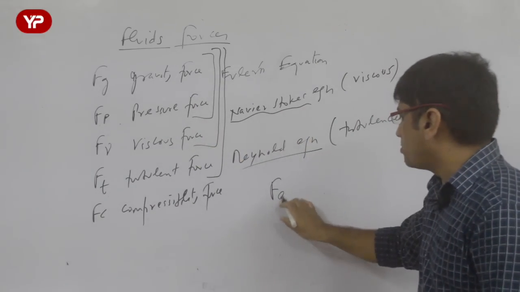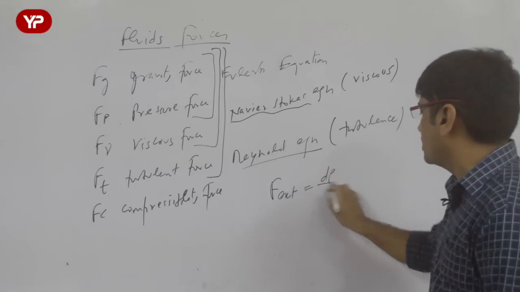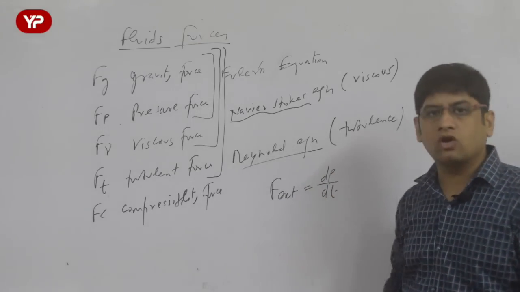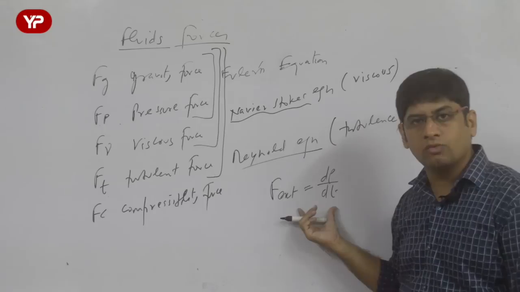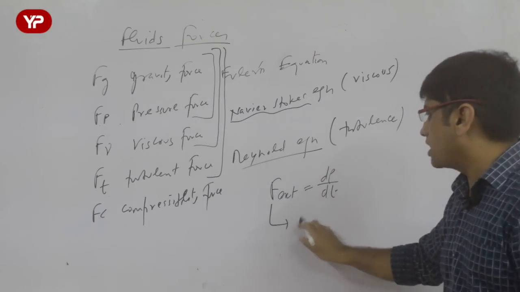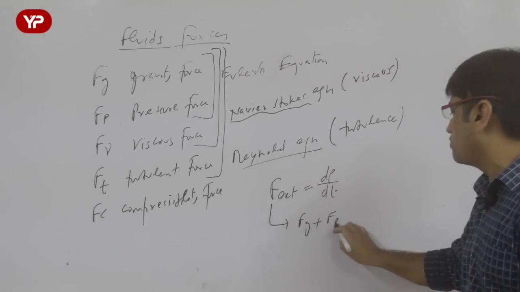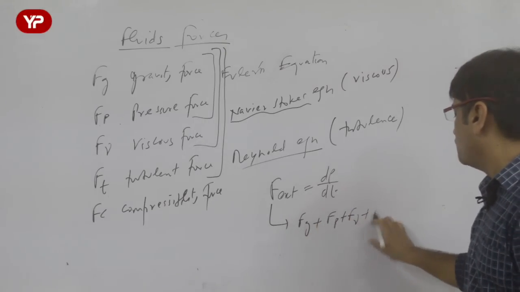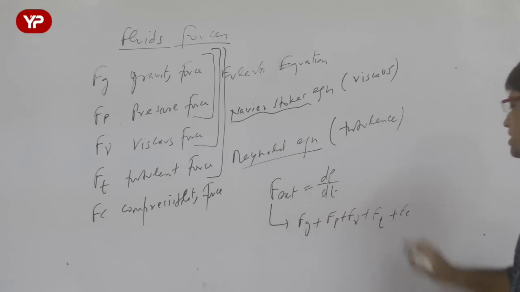Now again let me repeat what we started with, from where we started. We said that Newton's second law says external force is equal to rate of change of momentum. In case of fluid, what is external force? We will say external force can be the sum total of gravity force, pressure force, viscous force, turbulent force, compressibility force.